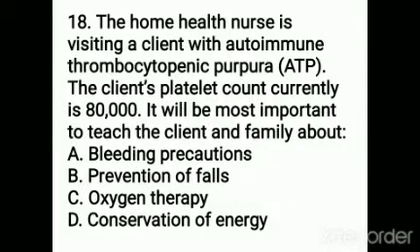Question number 18. The home health nurse is visiting a client with autoimmune thrombocytopenic purpura. The client's platelet count currently is 80,000. It will be most important to teach the client and family about: options are bleeding precautions, prevention of falls, oxygen therapy, conservation of energy. Correct answer option A, bleeding precautions.